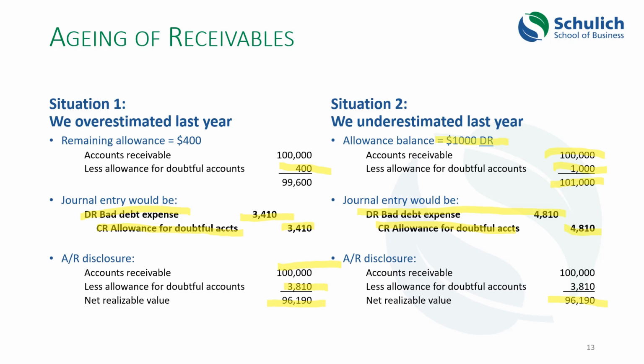So as you can see, in both cases, we end up with the correct net realizable value of $96,190. But in one case, our bad debts expense is a little bit lower. In the other case, it's a little bit higher than might be ideal. And that's fine as long as our focus is on the balance sheet. And that is what we're doing with the aging of receivables method.